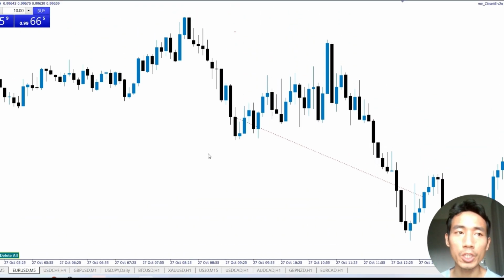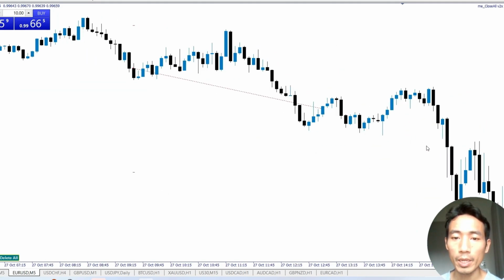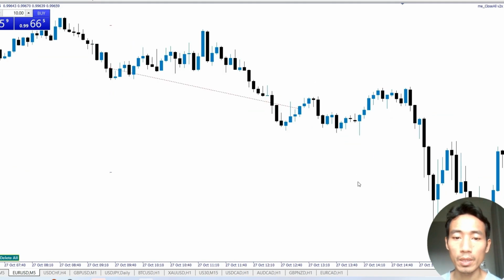So here's the execution for the trade on Thursday, October 27. I shorted around here, I entered the trade right here, and you can see price go here and almost touch my stop loss, but eventually it went down a lot more. My take profit should have been touched, but I closed the trade early.